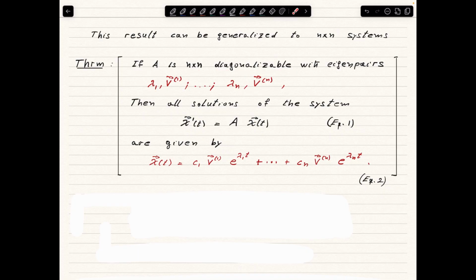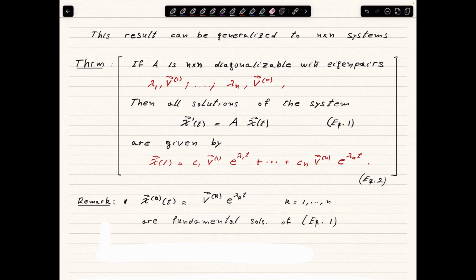Then if these eigenpairs exist and matrix A is diagonalizable, all the solutions of this system, which is an n×n system, are given by linear combinations of these functions here, which are constructed in the same way as before: the eigenvector times exponential of the corresponding eigenvalue times t. All terms are given in the same way.